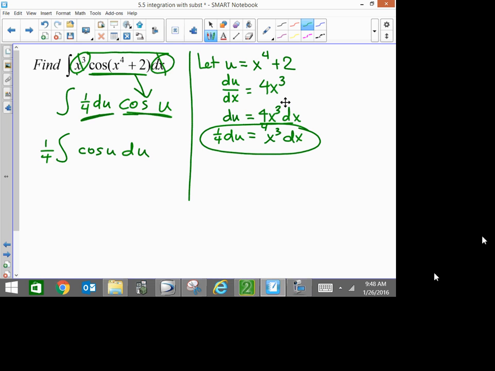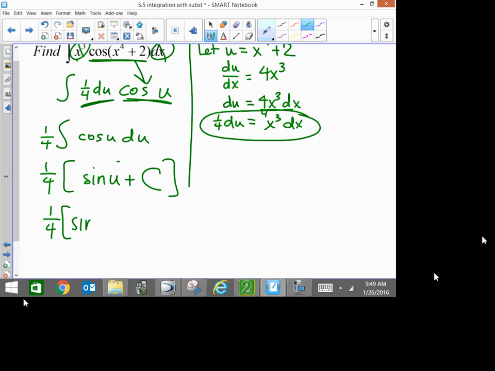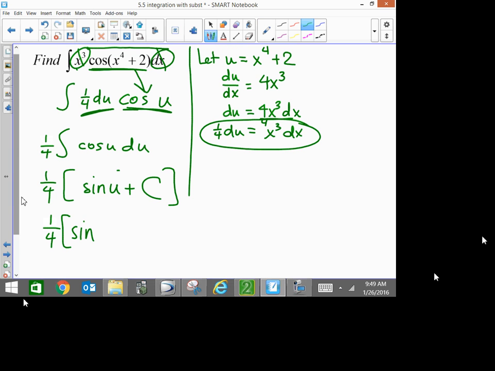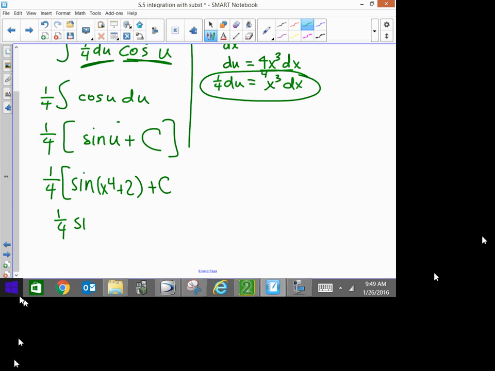Okay. All right, you ready to integrate? Here we go. 1/4 is just hanging on. What's the antiderivative of cosine? Negative sine. Are you sure about that? Just sine, right? Isn't the derivative of sine cosine? Okay. And don't forget your c. All right, finish it up by putting the u back in. Sine of u is sine of x to the 4th plus 2 plus c. Okay. 1/4 of c is still c, right?